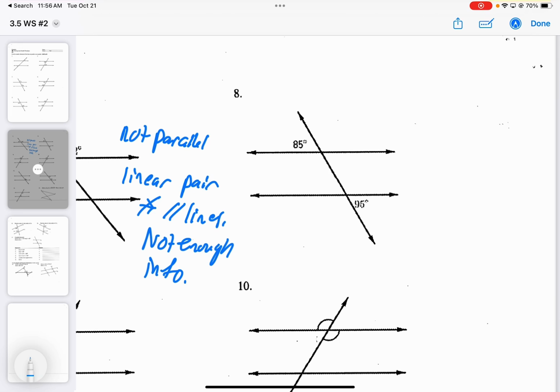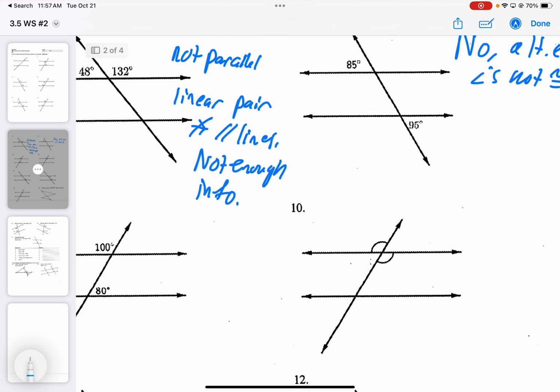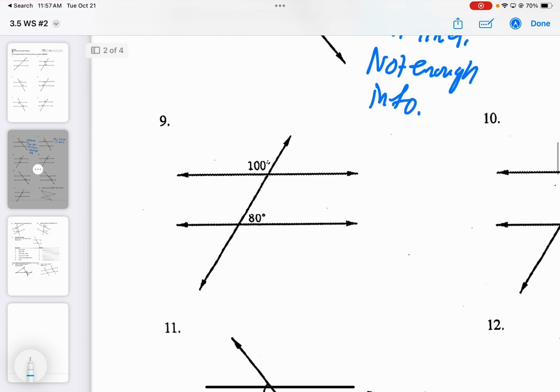All right, number 8. Someone that I haven't heard from yet today. Bryce, what do you think? No. Why not? Because they're not equal. Good. So no. What type of angles are they, Bryce? Alternate exterior. Good. So alternate exterior angles not congruent. Super.